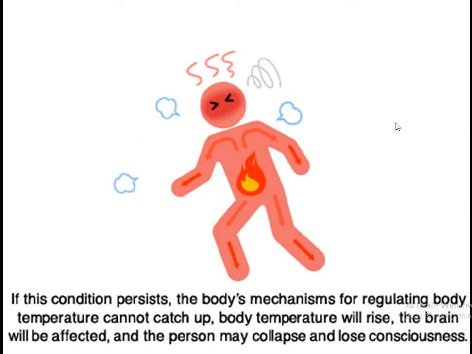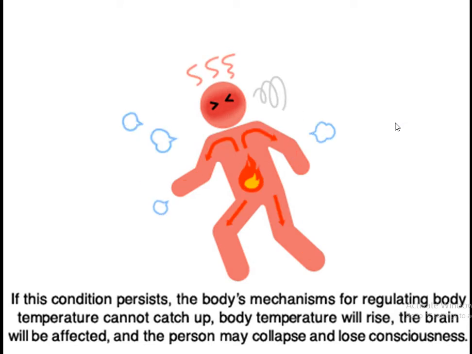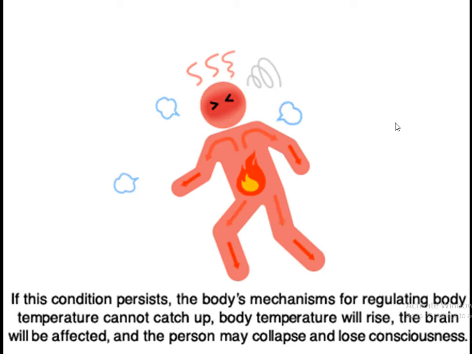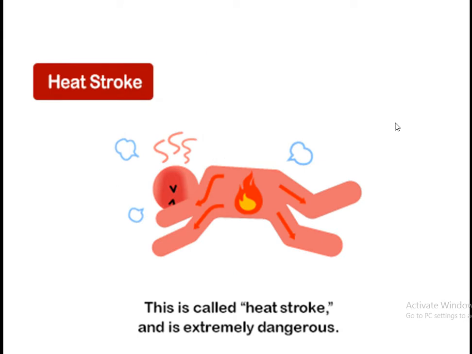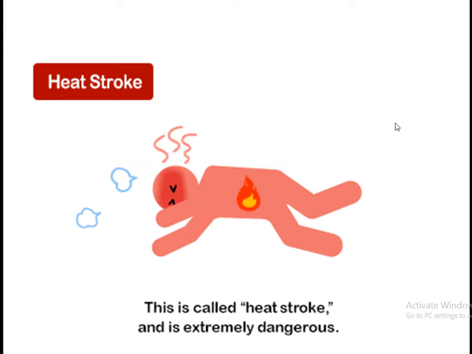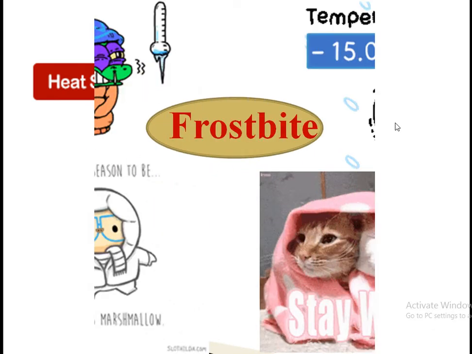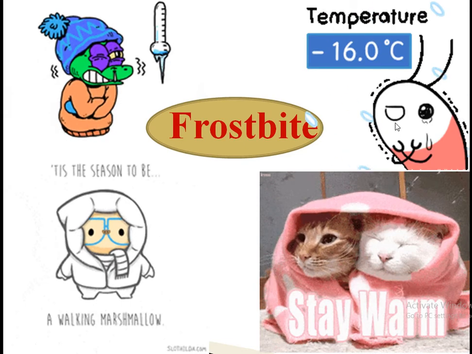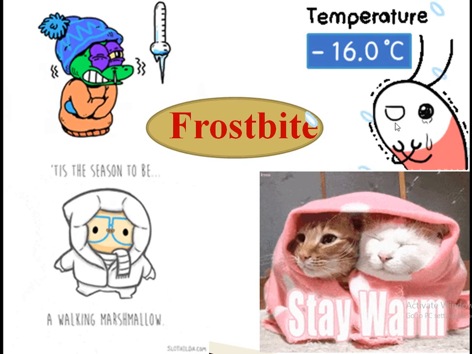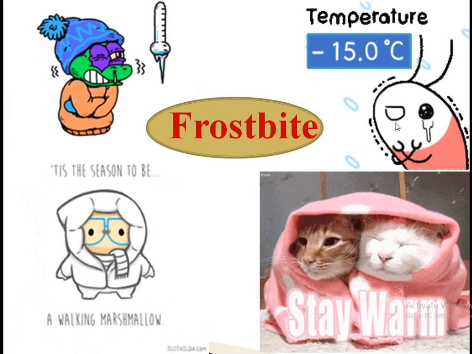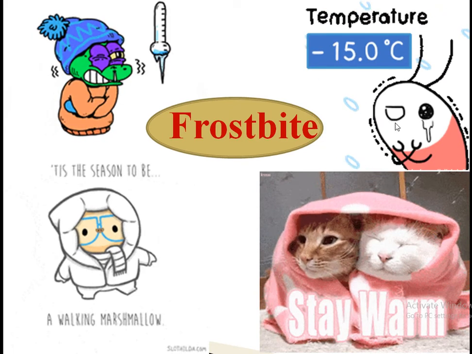If this condition persists, the body's mechanism for regulating body temperature cannot catch up. Body temperature will rise, the brain will be affected, and the person may collapse and lose consciousness. And this is the heat stroke. Heat stroke is extremely dangerous. Now the other extreme of temperature, the lowest point of temperature, may cause frostbite.